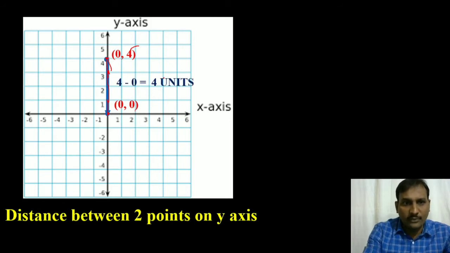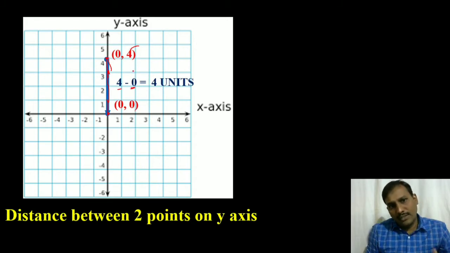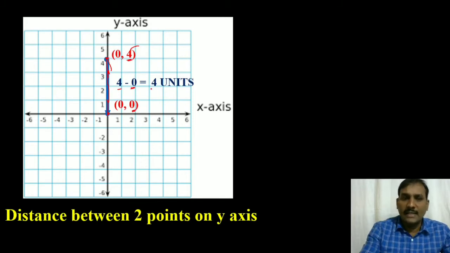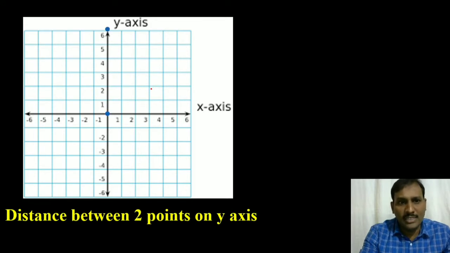How did you get that 4 units? 4 minus 0. So simply we have subtracted the value of this from this. That is the difference between the y coordinates. Now let us take two more points on y axis again. So this is 0, 0 and 0, 6.